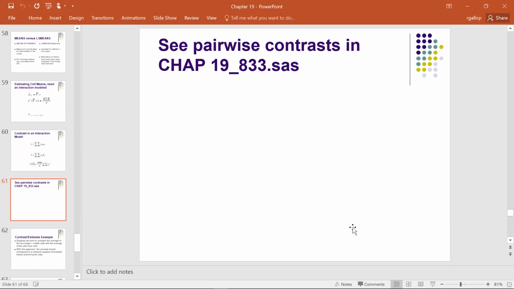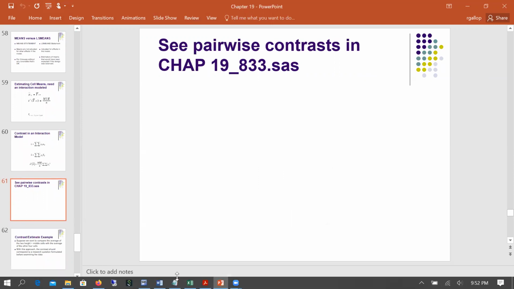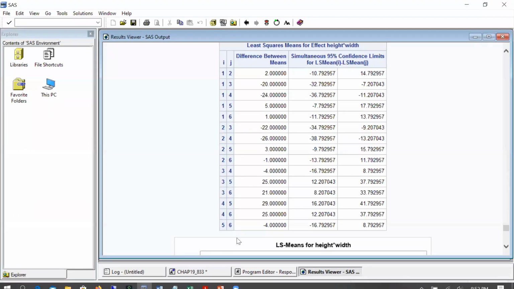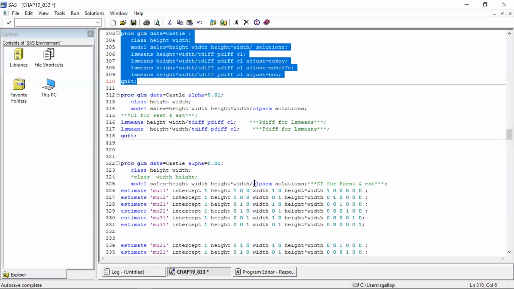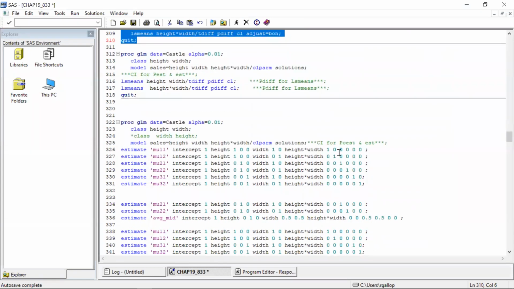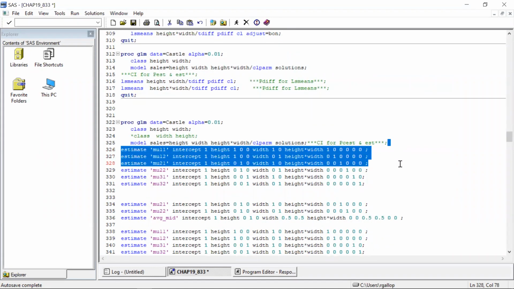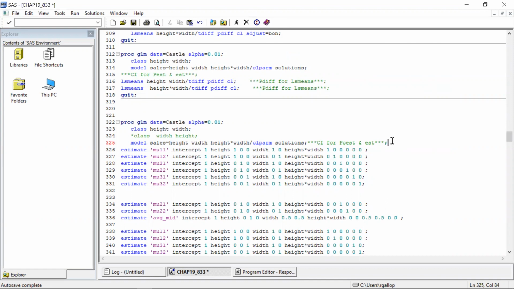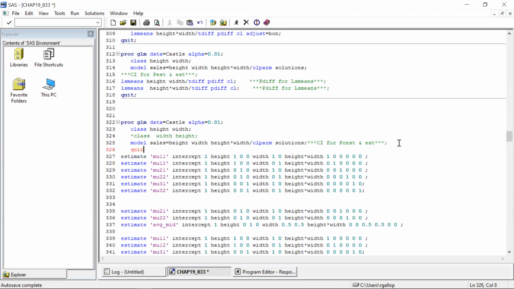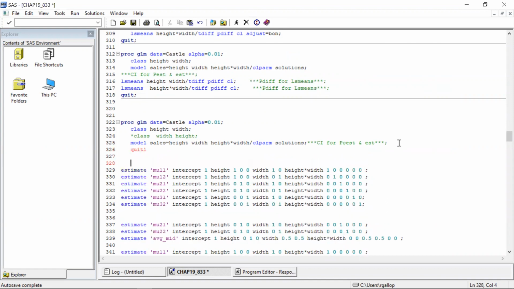So if we go back to our program on chapter 19, we can see here, as we start moving on, I start estimating the cell means. Before we get to that, I'm going to just put the quit here and run the output again.